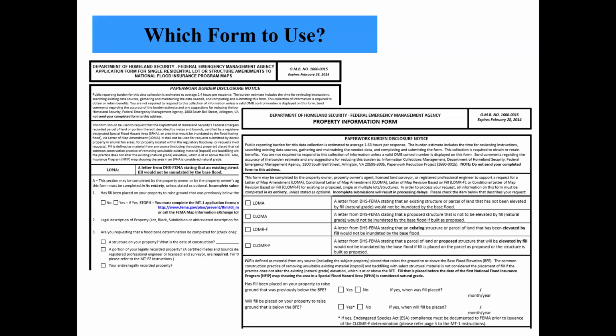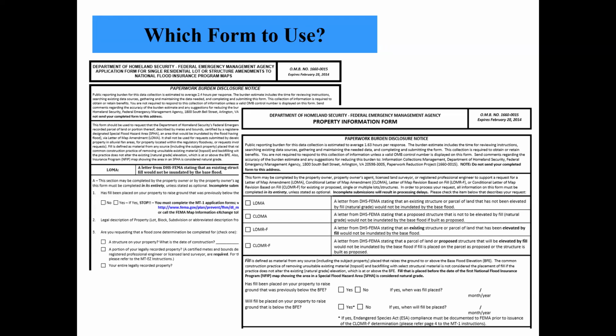Even though the modeling has improved in 2D mapping, it's still at the scale that individual properties can be included when they shouldn't be. And so a LOMA is used when a property or the lowest adjacent grade to a structure is actually at or above the base flood elevation. The official letter from FEMA states that it is at or above the base flood elevation. And again, that's our national standard for the 100-year floodplain. So you're either in or out of the floodplain.